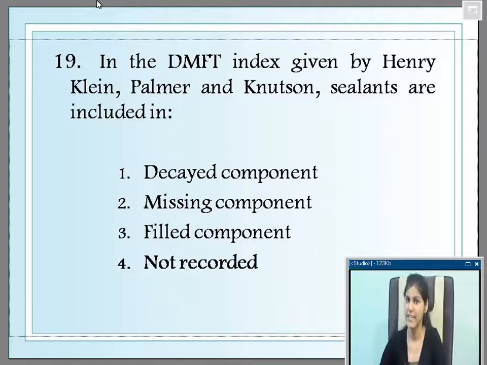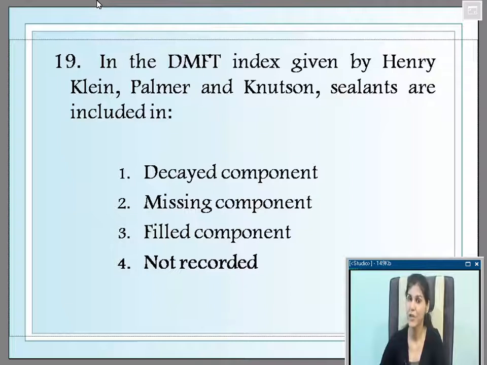You also have the DMFS index, that is the decayed, missing, filled surface index, given by the same authors in 1938. Instead of teeth, the surfaces are recorded. The posterior teeth have 5 surfaces: buccal, lingual, mesial, distal and occlusal, and the anterior teeth have 4 surfaces, that is buccal, lingual, mesial and distal. The incisal surface is not considered as a separate surface.